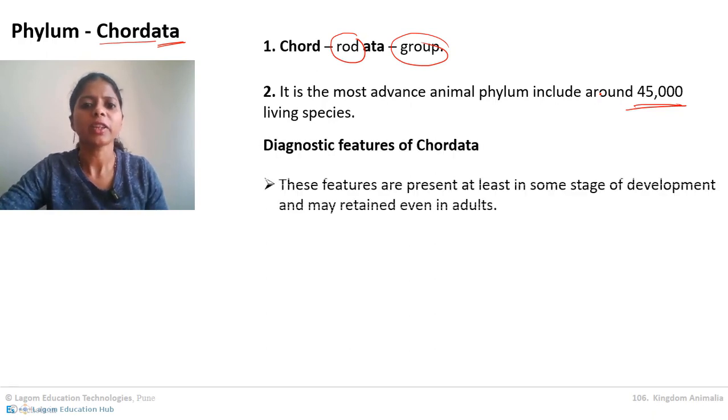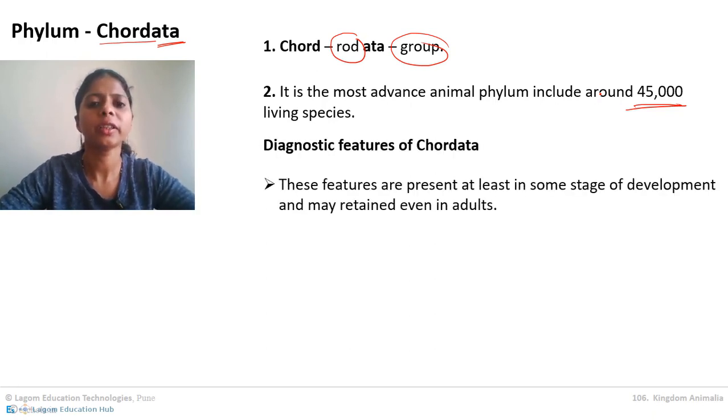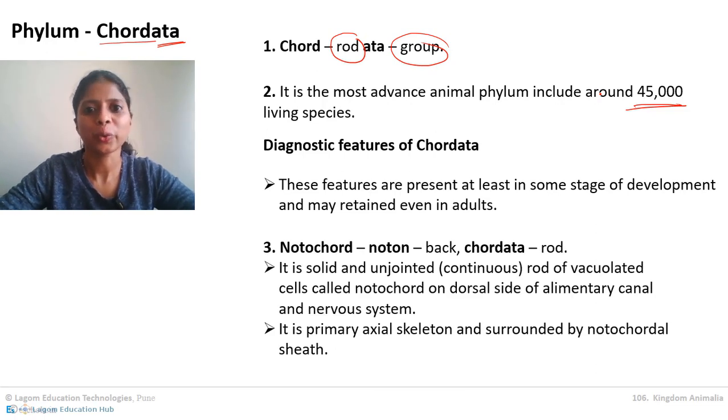So the first diagnostic feature of Chordata is the presence of notochord. We have already studied what notochord is. Do you remember what notochord is? Notochord is a rod-like structure which passes along the dorsal side of the animal. And what is its significance? Why is it considered such an advanced characteristic?